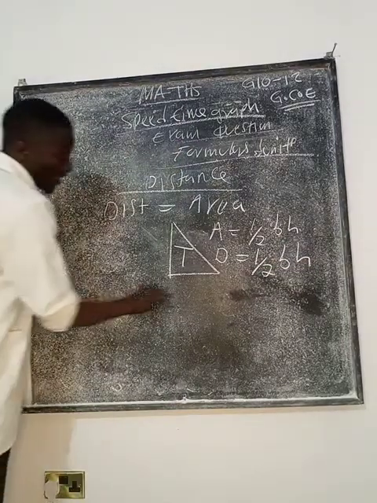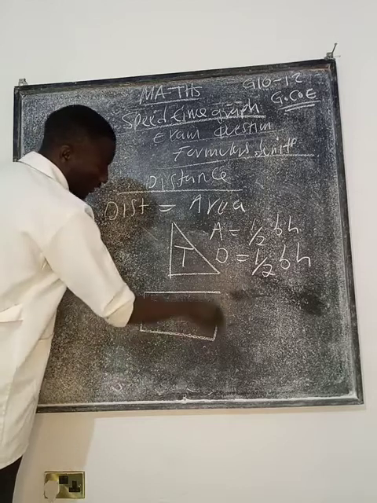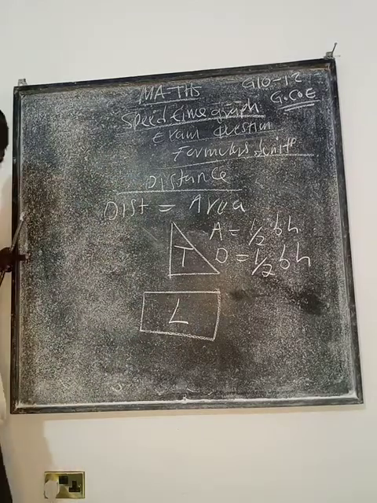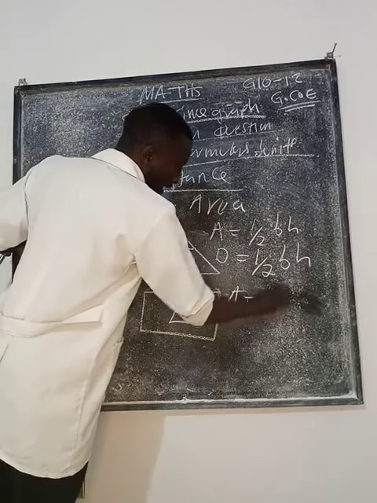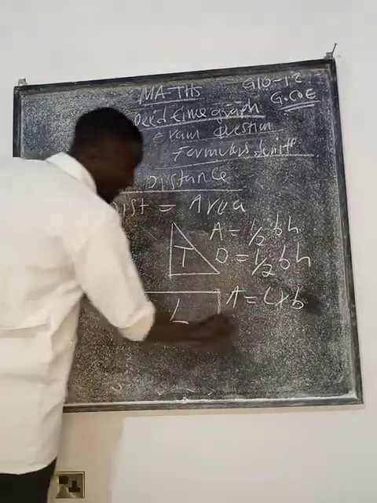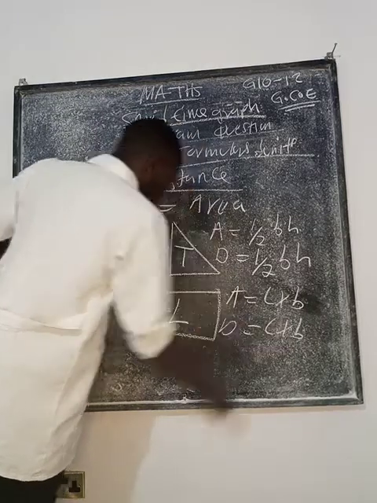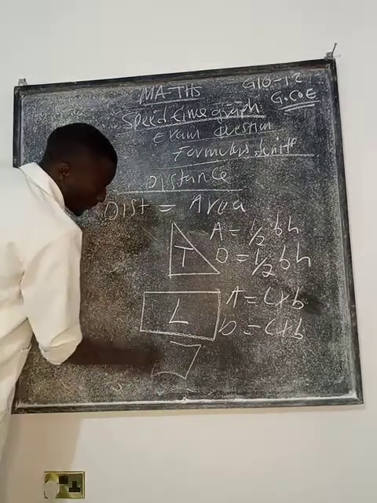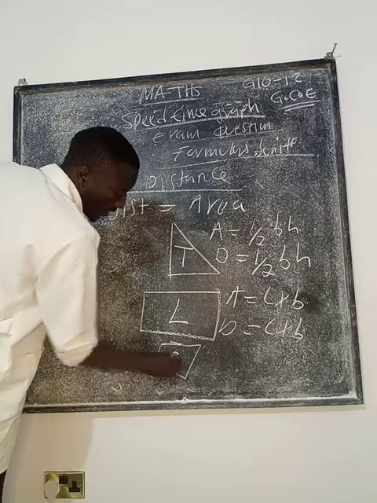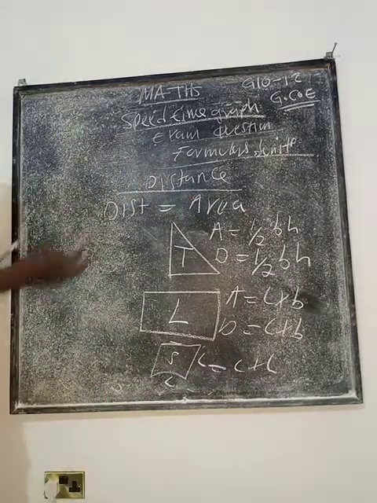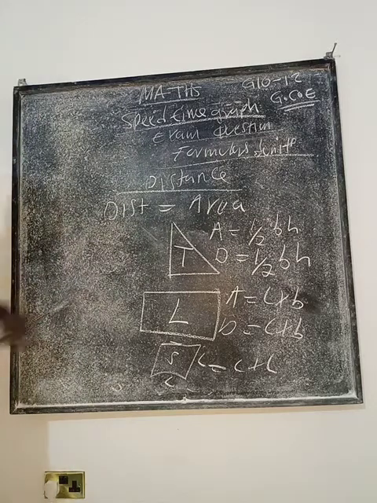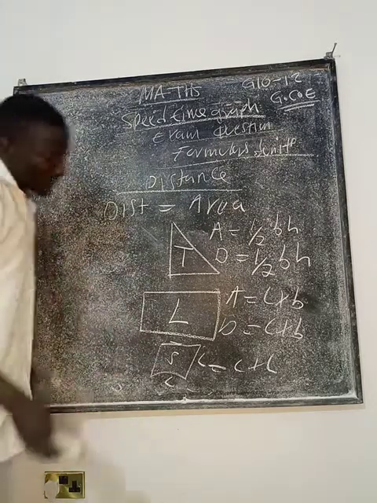We might see a rectangle. What is the area of a rectangle? It is length times breadth. So even the distance will be length times breadth. If you see a square, which is rare, it is L times L, or L squared. It is still going to give you the same thing, though a square is very rare.